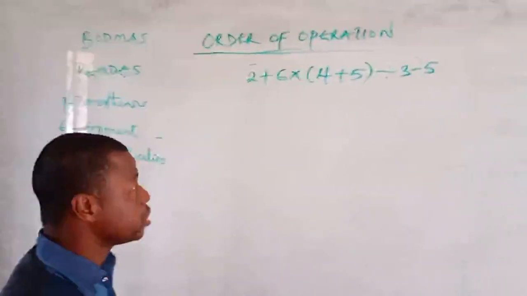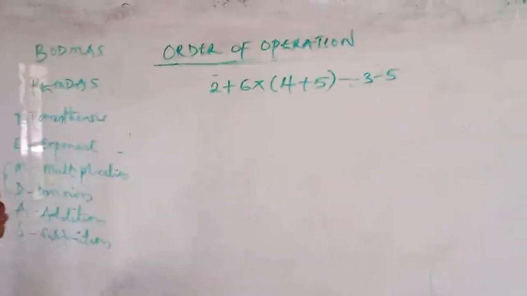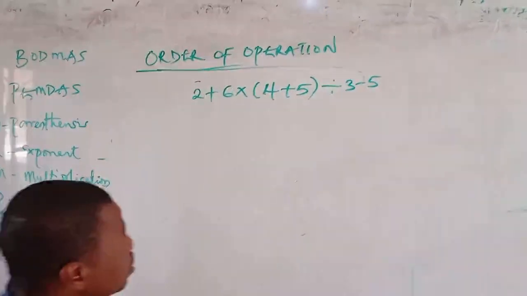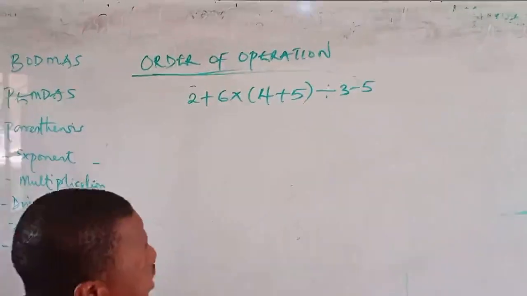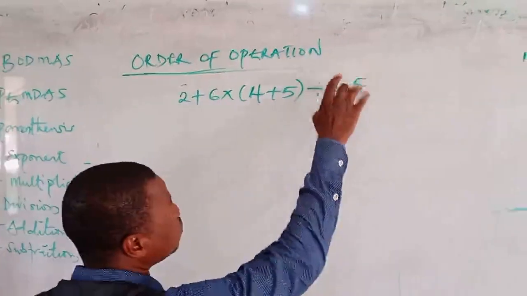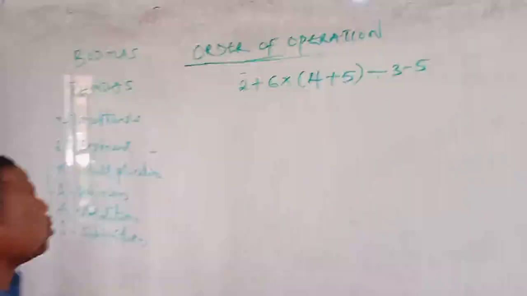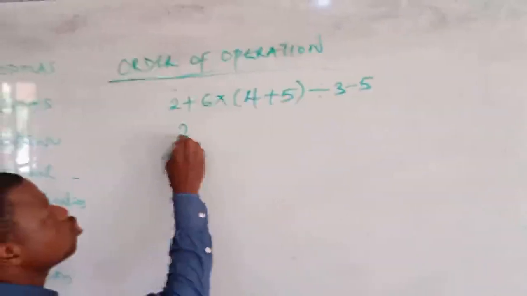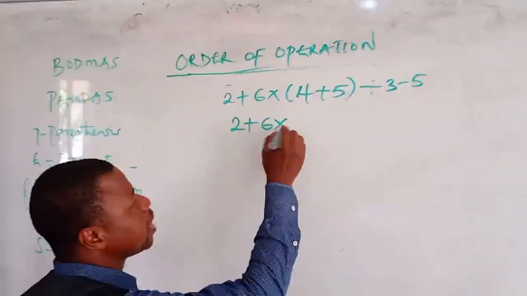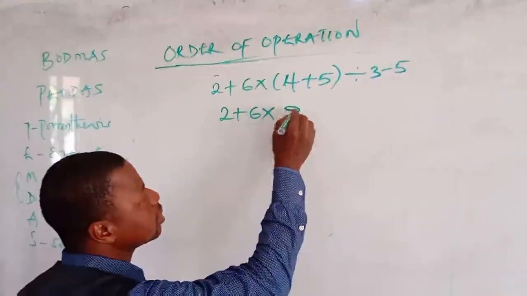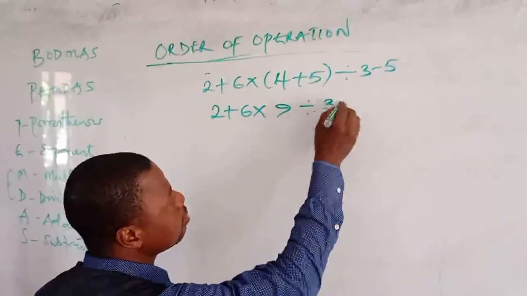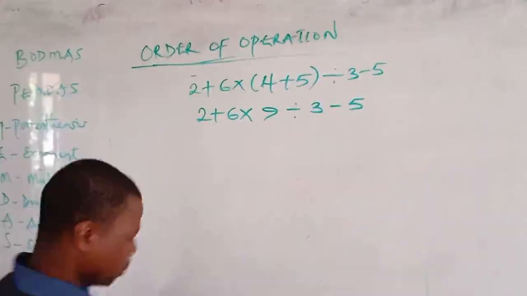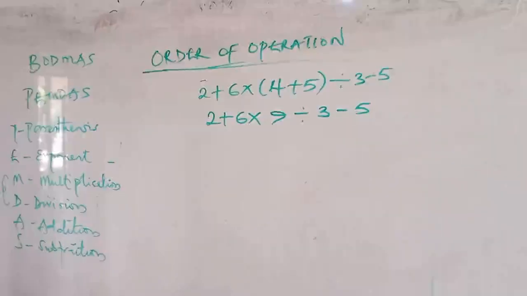Then we move to another question. We have 2 plus 6 multiplied by, open bracket, 4 plus 5, close the bracket, divided by 3, minus 5. So following the order of operation, the first thing we attack is the bracket. So this is 2 plus 6 multiplied by 4 plus 5, that is 9, divided by 3, minus 5.